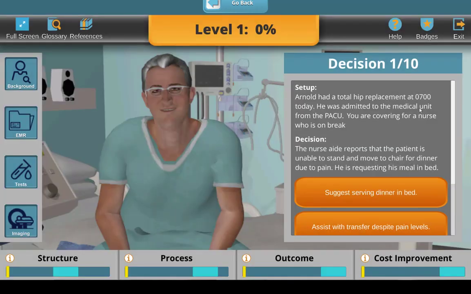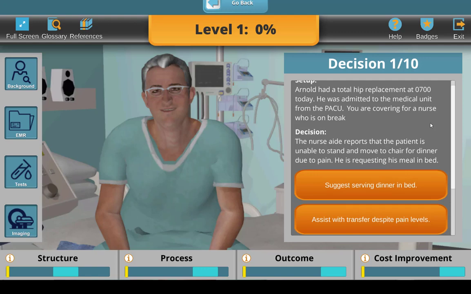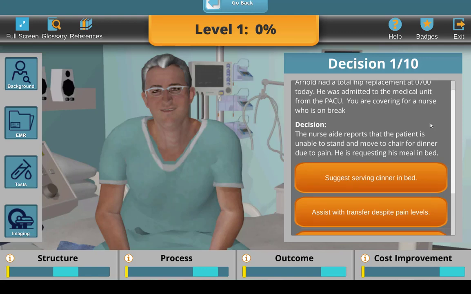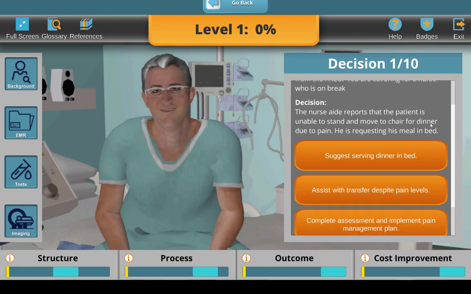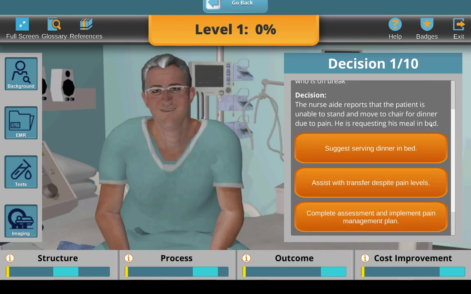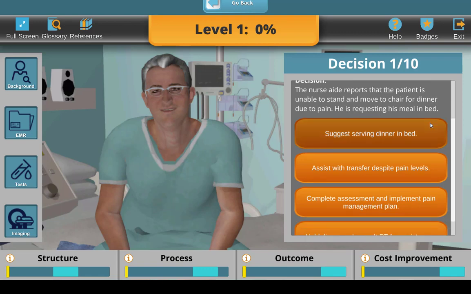Okay, so we have Arnold, and we can see that he came in at 0700, was admitted to PACU, and we are the nurse covering for the one who's on break, and the nurse aide reports that the patient is unable to stand and move to a chair for dinner due to pain. He's asking us if he can have his dinner in bed.